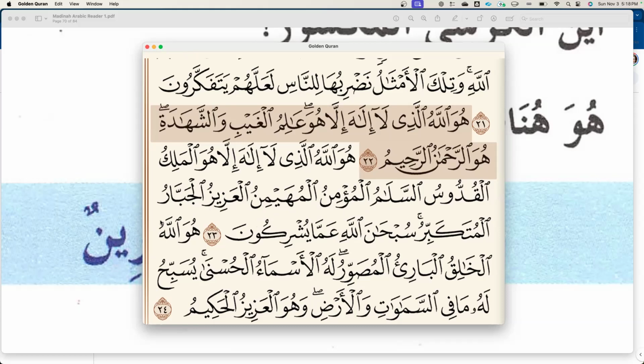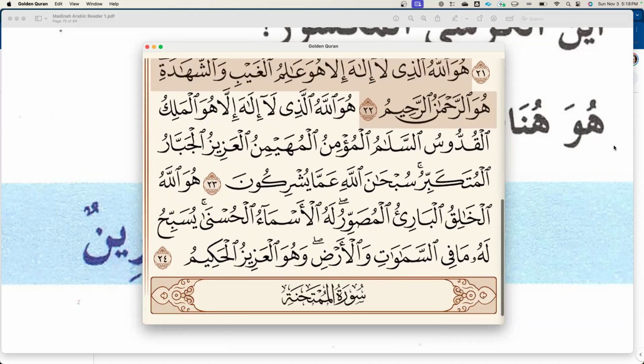Al-Aziz, the one full of authority. Al-Jabbar, the one who is overpowering. Al-Mutakabbir, the one to whom all pride belongs. Subhanallah, amma yushrikun. How perfect is Allah as to what they associate with Him, other than these names. Huwa Allahul Khaliq, He is the creator, al-Bari, the originator, al-Musawwir, the grand designer. Lahul Asma'ul Husna, to Him belong the most beautiful attributes. يسبح له ما في السماوات والأرض. Everything in the skies and the earth glorifies Him.